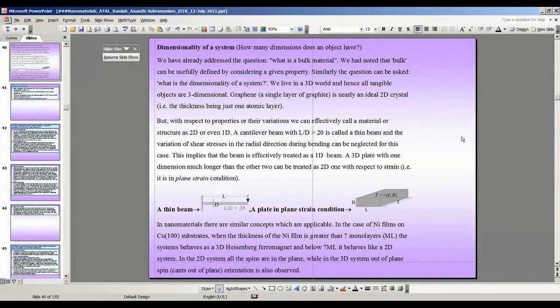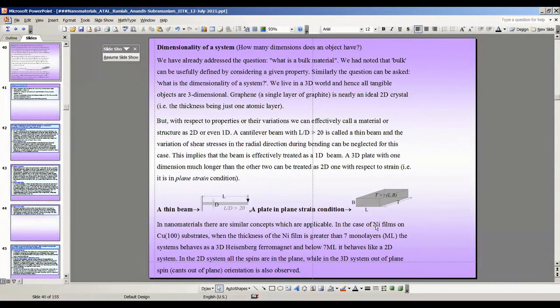Now, we use the word dimension, but we'll have to be a little careful what is meant by dimensionality of a nanosystem. When you take a thin beam, typically you consider, and you may have studied this in your strength of materials course, that cantilever beam, the length direction is thick, and the thin could be the transverse direction, right? And this is a thin beam.